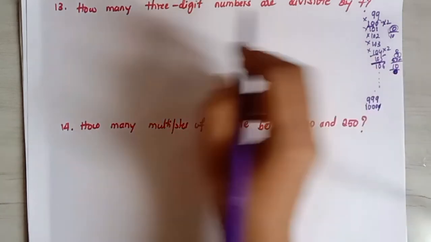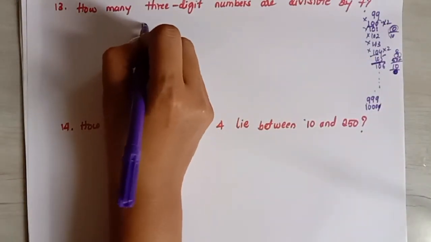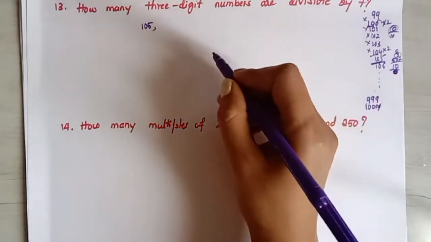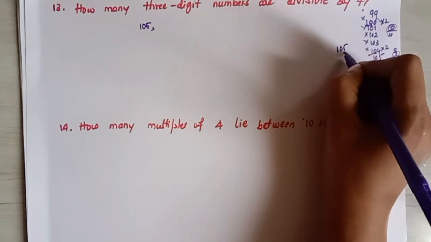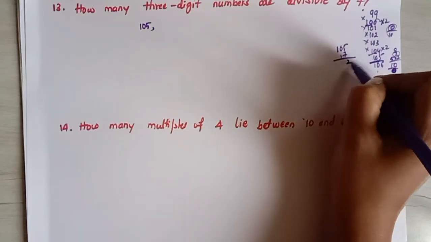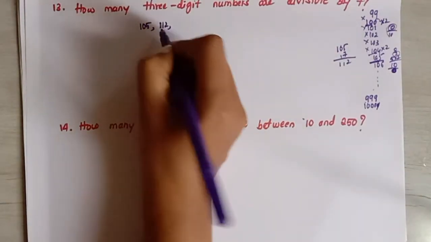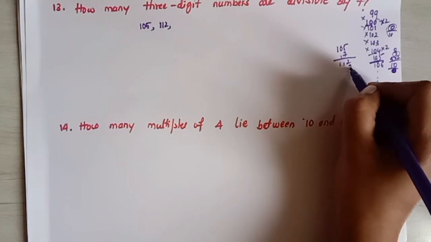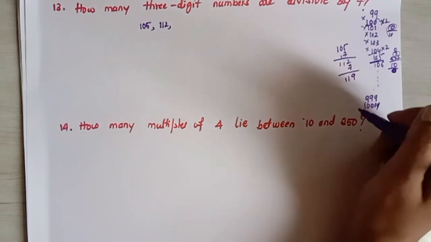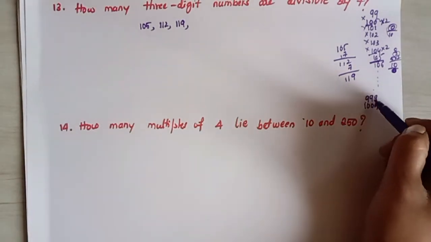So, let us write the numbers divisible by 7. It starts with 105. If you add 7 to 105, we will get the next divisible number. 105 plus 7 is 112. So the next number is 112. Again to 112 we have to add 7, which gives 119. So, this will continue up to 999.